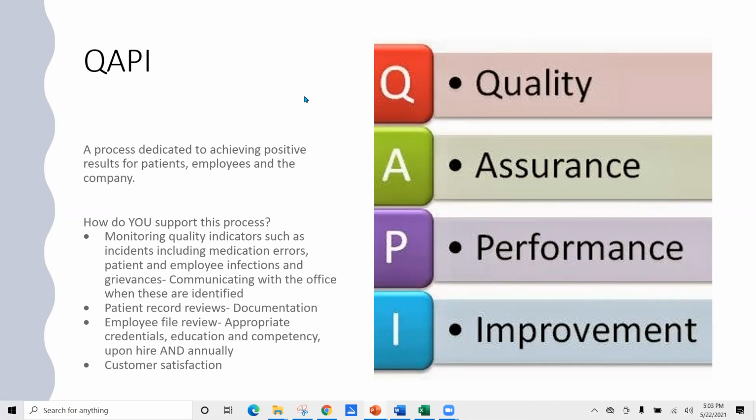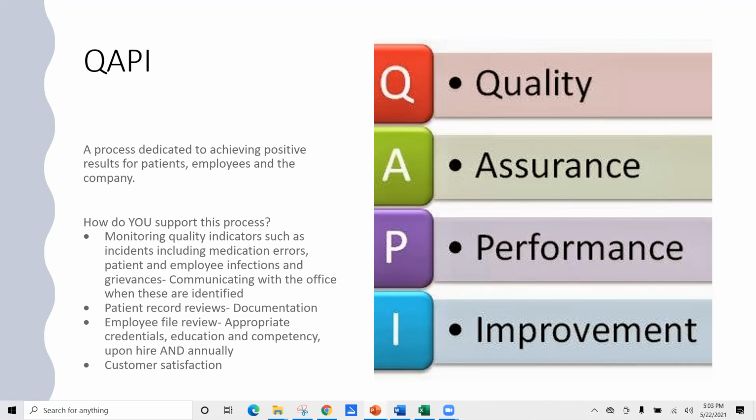Just a few words about quality assurance and performance improvement. So this is a process dedicated to achieving positive results for patients, employees, and the company. How do you support this process? First one is monitoring quality indicators such as incidents, including medication errors, patient employee infections, and grievances, and making sure to communicate these with the office when they're identified.